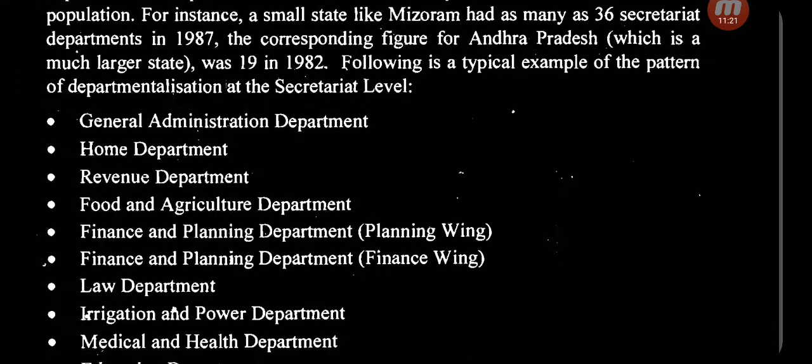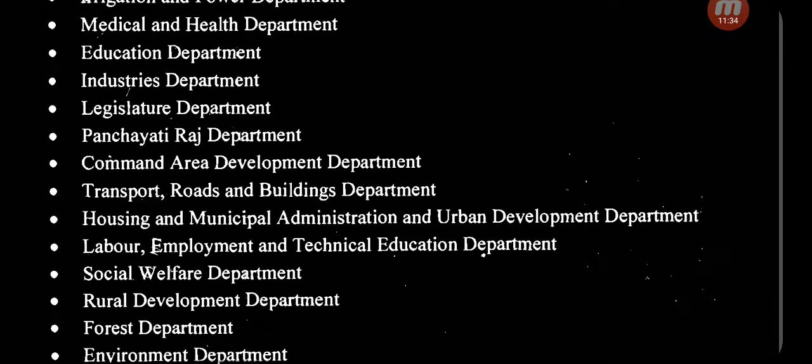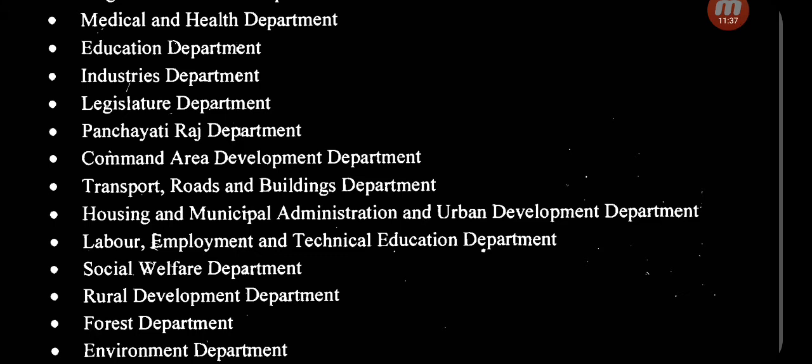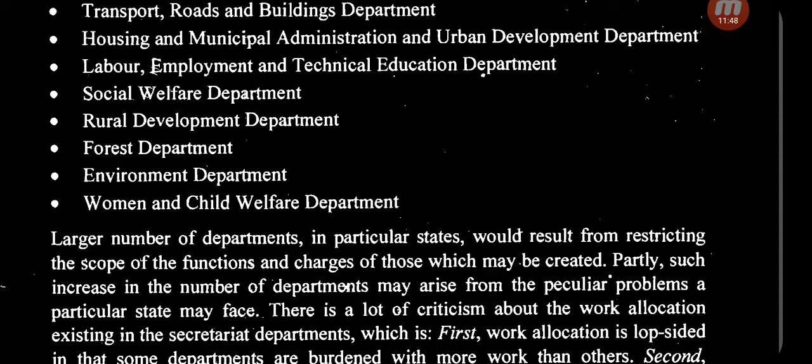General Administration Department, Home Department, Revenue Department, Food and Agriculture Department, Finance and Planning Department, Planning Wing, Finance and Planning Department, Finance Wing, Law Department, Irrigation and Power Department, Medical and Health Department, Education Department, Industries Department, Legislature Department, Panchayati Raj Department, Command Area Development Department, Transport, Road and Building Department, Housing and Municipal Administration and Urban Development Department, Labor, Employment and Technical Education Department, Social Welfare Department, Rural Development Department, Forest Department, Environment Department, Women and Child Welfare Department.